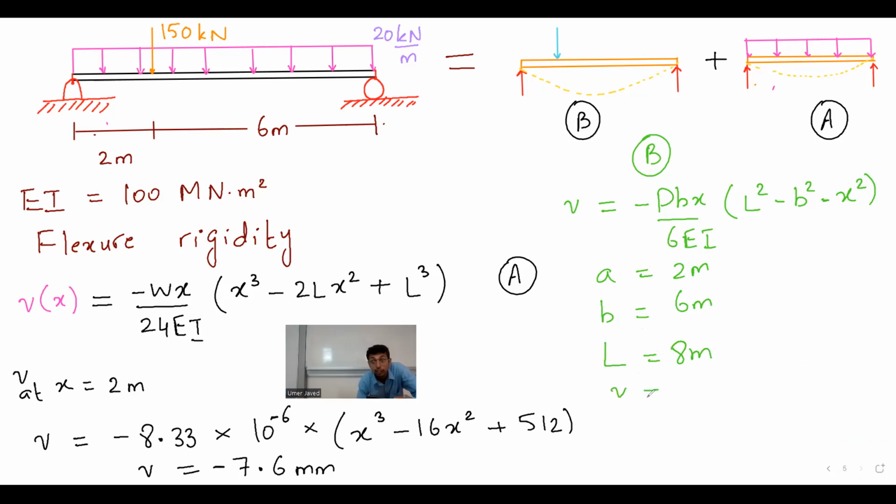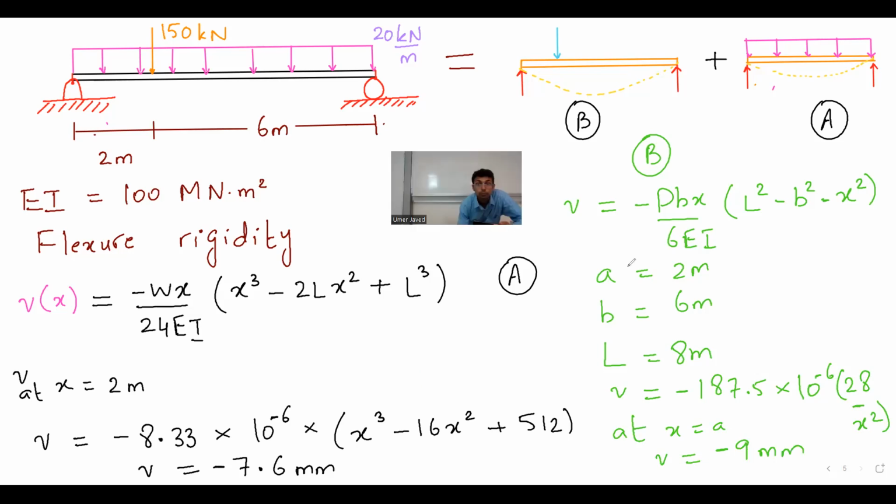And my answer will be V equal to minus 187.5, into 10 power minus 6 into 28 minus x square at x equal to A. Deflection comes out to be negative 9 millimeter. Why don't you tell me what will be the total deflection of our problem under consideration? It will be what? Minus 7.6 minus 9, right? I think one of the students told me you have to add them. Very nice answer. 16.6 millimeter.